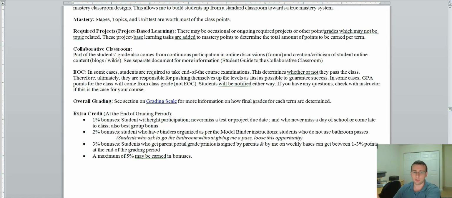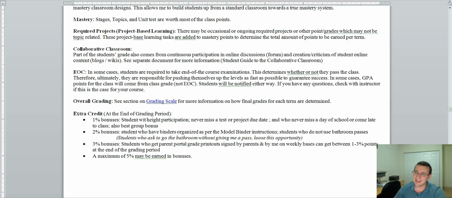I might also give a bonus if you never missed a single project or test, from the project-based deadlines or things like that. Also, if you never missed a single day of school, I will also give you 1% for free. And I also might give other bonuses for the best group on a group project or something like that. I also give up to a 2% bonus on the final grade for a student that keeps an organized model binder according to the instructions of the model binder worksheet that I have on the website.